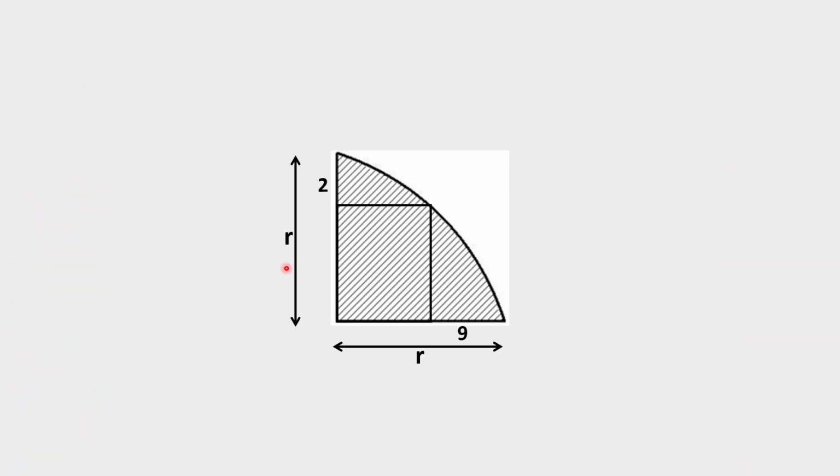Now look at the two blinking lines. They are the radii. One is a vertical radius and one is a horizontal radius. Each of them is represented by r units of length. R is the radius, the vertical radius is r, and the horizontal radius is r. So radius equals r units.